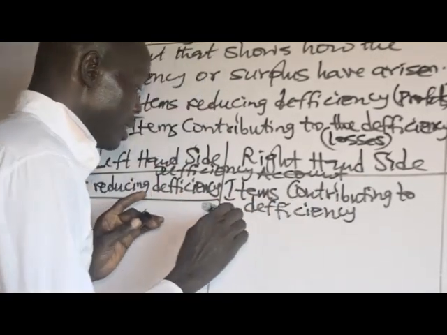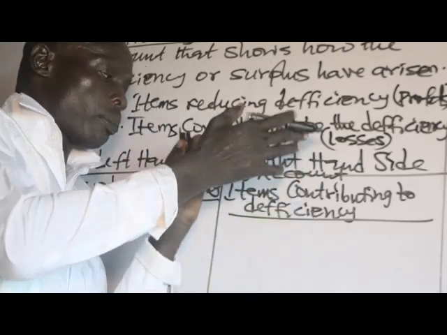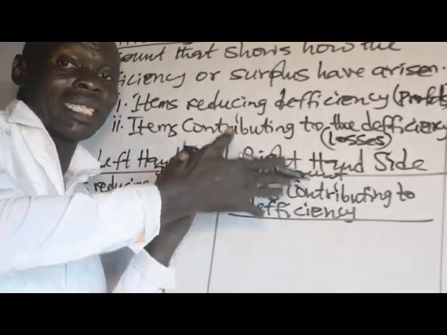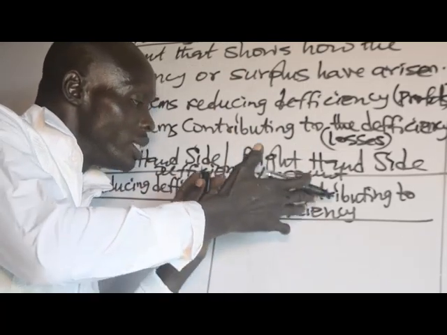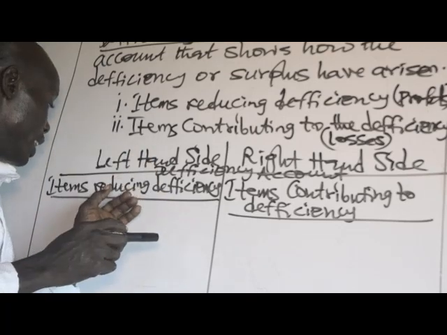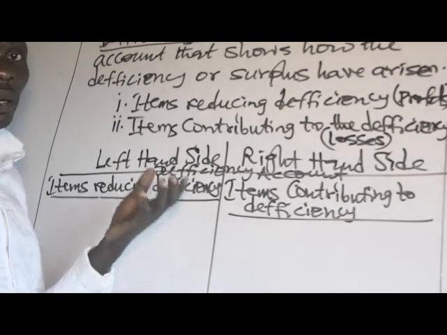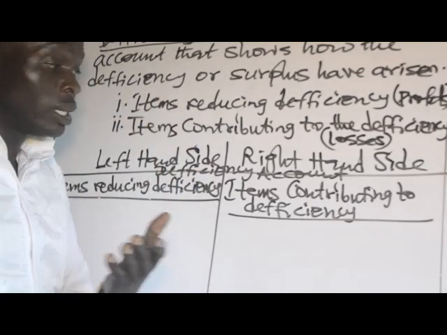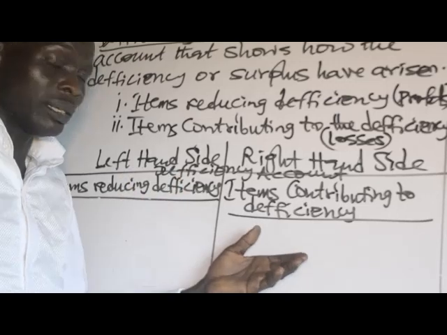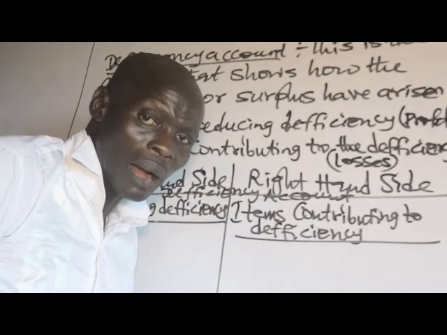Remember, I've told you that items contributing to deficiency are the items that will make the deficiency or the losses of the bankrupt to increase. While items that will make the deficiency of the bankrupt to reduce are said to be the items reducing the deficiency. And I want you to know, in part one, I said a bankrupt is a person against whom bankruptcy petition has been presented.